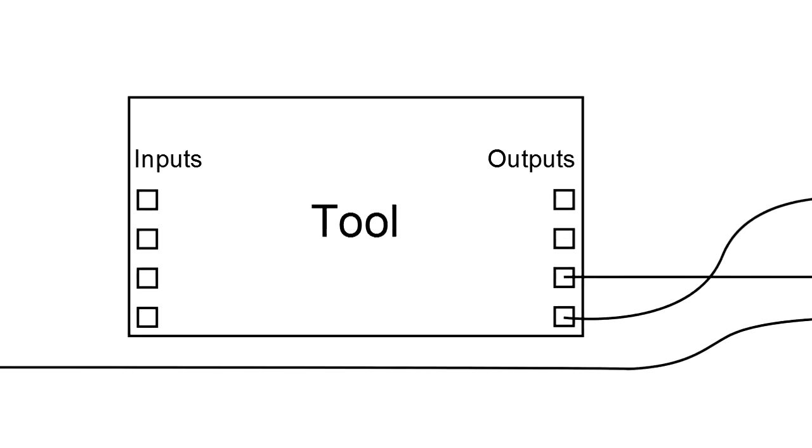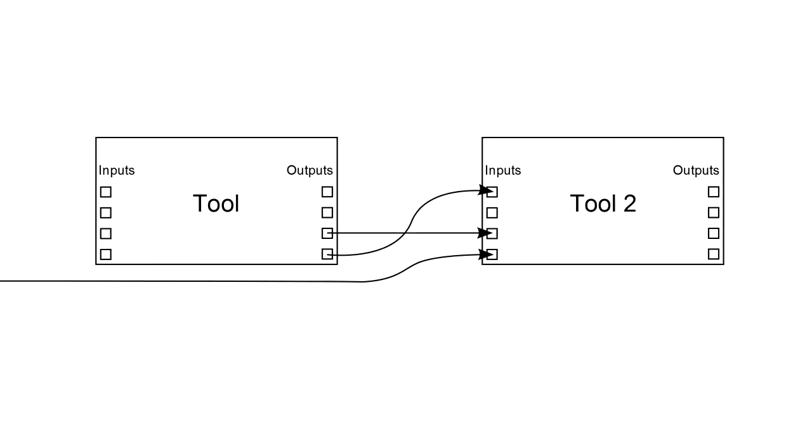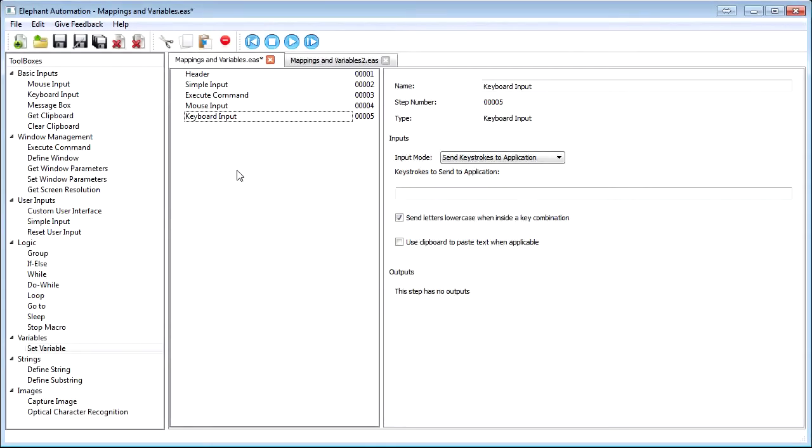What's really powerful is grasping how to use one tool's outputs to link up to another tool's inputs. This is what a mapping does. It allows you to map the output of one tool to the inputs of another tool. Let's go through a simple example. We're going to get a user's input and then type it into a text field.